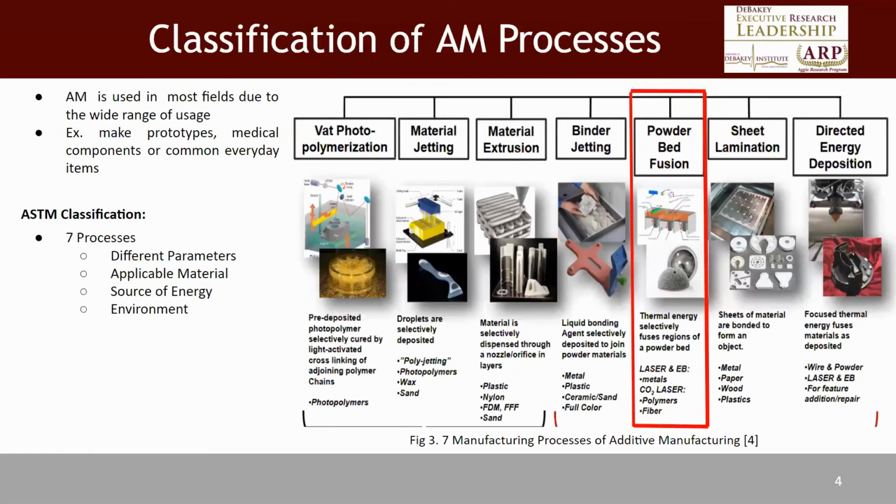Additive manufacturing consists of 7 different categories that each have a specific range of materials allowable for use, as well as its own set of parameters that make every process operate differently. Some parameters are heat source, orientation of part, and thickness of layers. Additive manufacturing is used in most fields due to the wide range of usage. It can be used to make prototypes, medical components, and common everyday items.